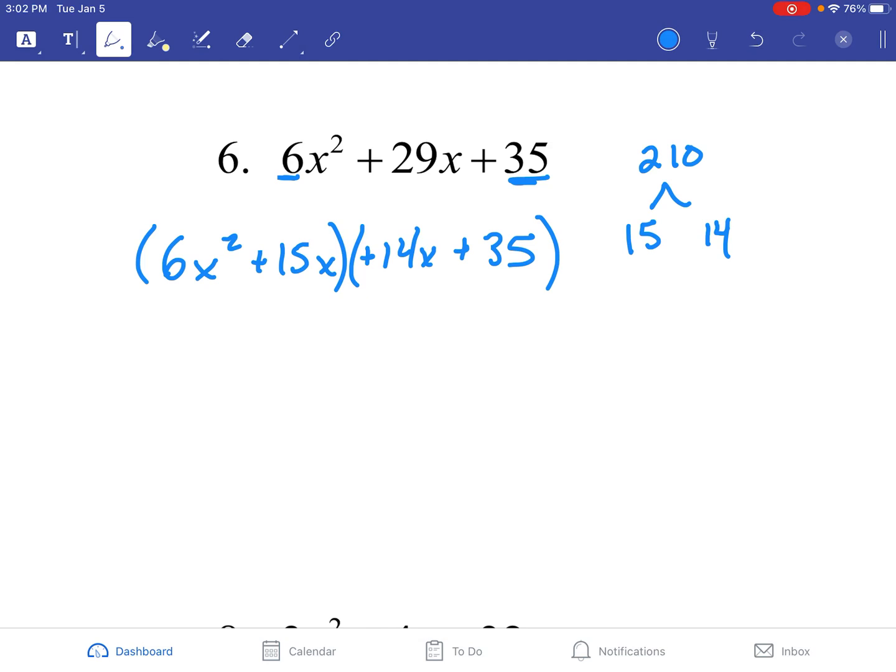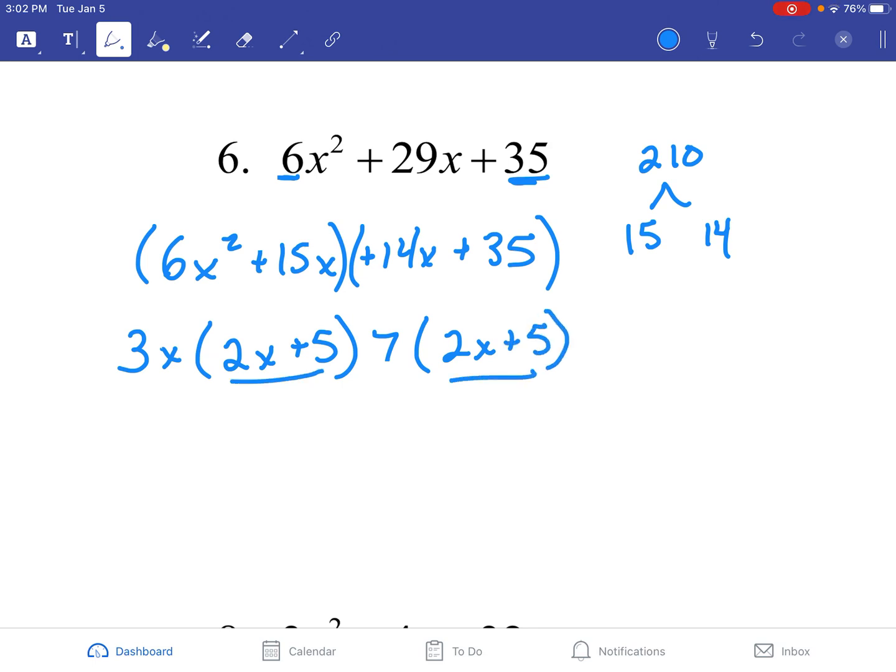So 6 and 15 both share a 3. X squared and x have an x. So I'm going to be left with 2x plus 5. Now 14 and 35, they both share a 7. I'm going to take a 7 out. I'll be left with 2x plus 5.